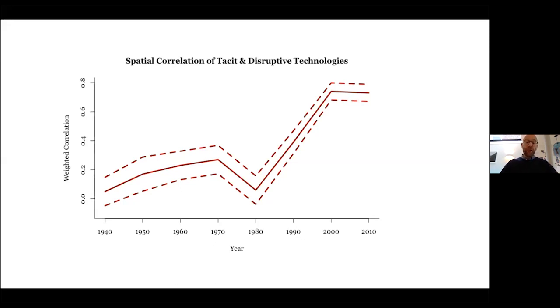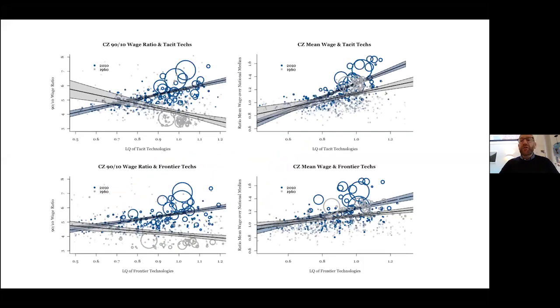We can also explore, and again, we're in the realm of exploration here. We want to sort of check our instincts and see if things generally hold together before we start running regressions of stuff. So here on the left two pictures, we see explorations of the correlation between places that are specialized in either tacitness or what on this picture is called frontier technologies, but that's just disruptiveness before we decided what to call it, and interpersonal inequality as measured by the 90 to 10 wage ratio.